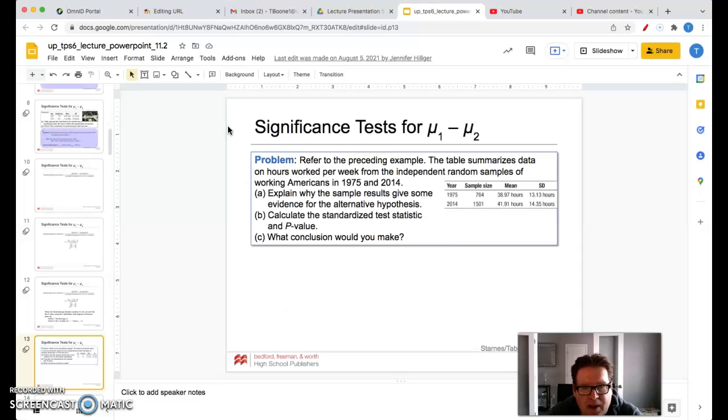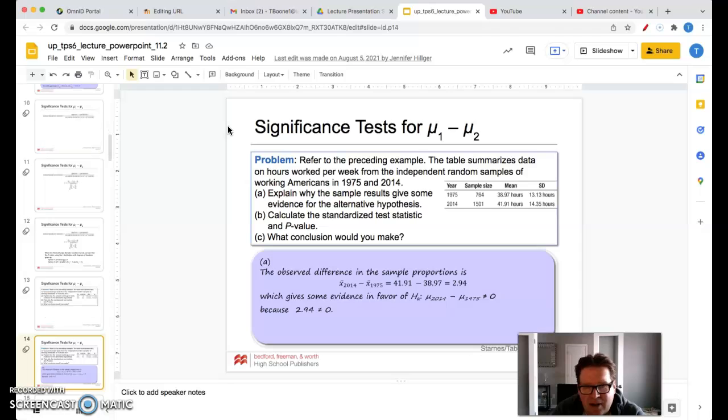So here we go. Why does it give some evidence? Well, you can see some evidence. Again, the mean in 2014 was 41.91, and in 1975 was 38.97. That's a difference of 2.94. So that certainly gives some evidence. Now, is it convincing? Well, that's another story, isn't it? Let's check and see if it is.